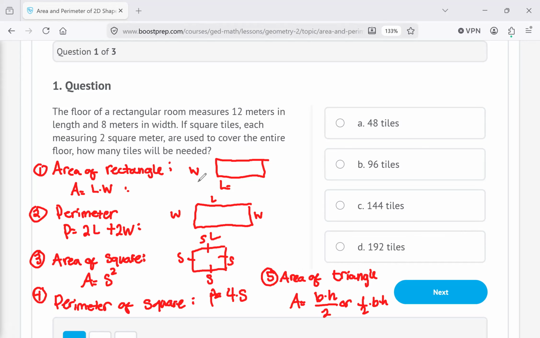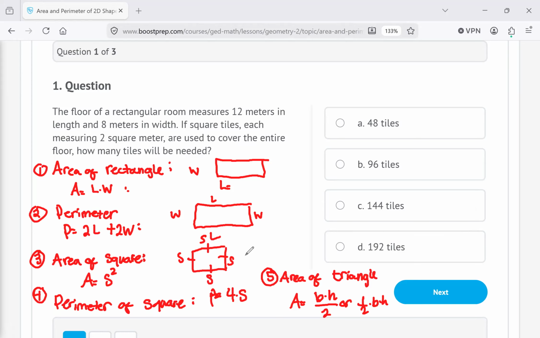That's it. So area of a rectangle is length times width. The perimeter of a rectangle is 2L plus 2W. If you can't remember that, you just remember perimeter means add up all the sides. Area of a square is S squared or S times S, and in a square all side lengths are the same. The perimeter of a square is 4 times S if you want the formula. If you forget the formula, you just add up all the sides. And then area of a triangle would be base times height all over 2.